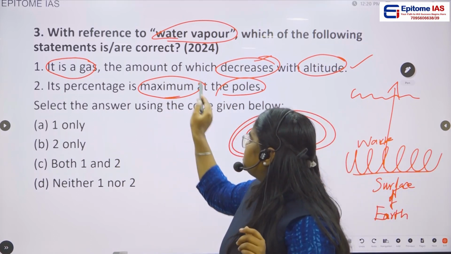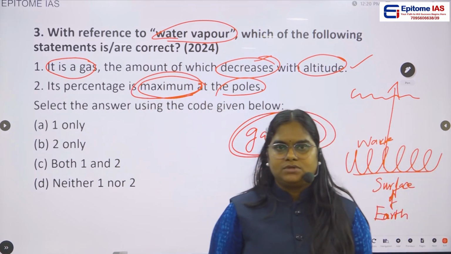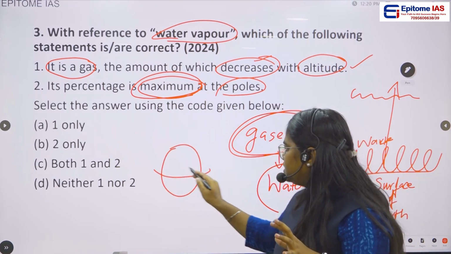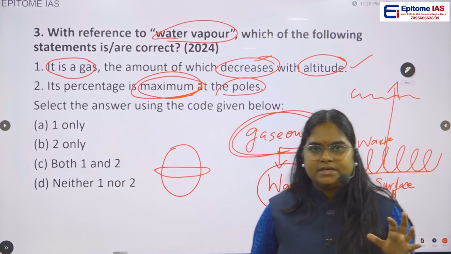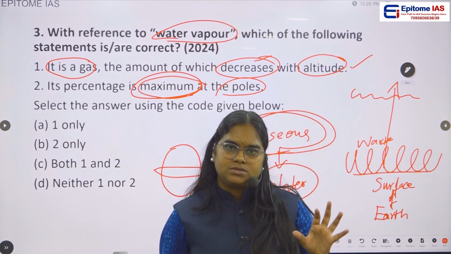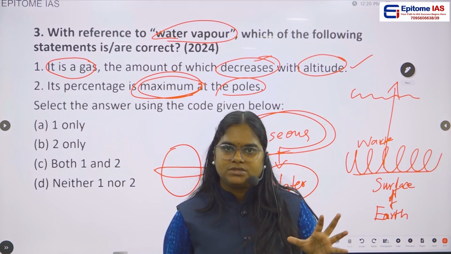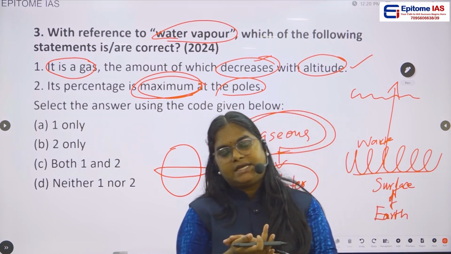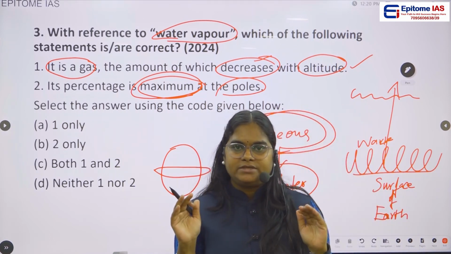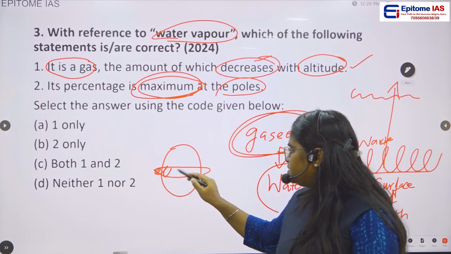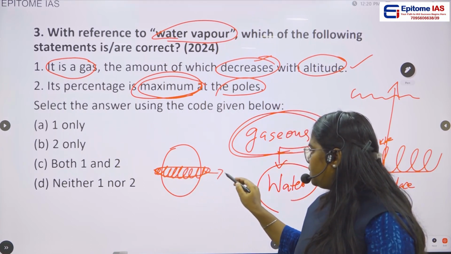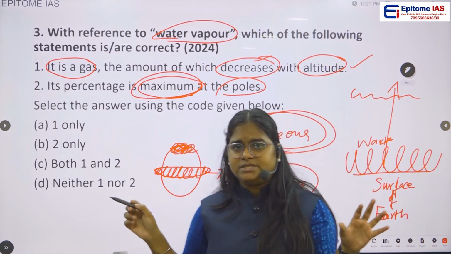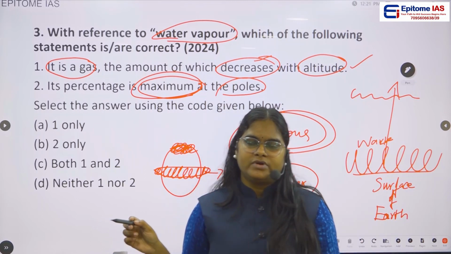Its percentage is maximum at the poles. So now if you see here, let us say this is the earth. In the equatorial region, as we already saw, it gets maximum incoming solar radiation. Because of that, the equatorial region is very warm compared to the polar region, because the polar region gets very little incoming solar radiation.